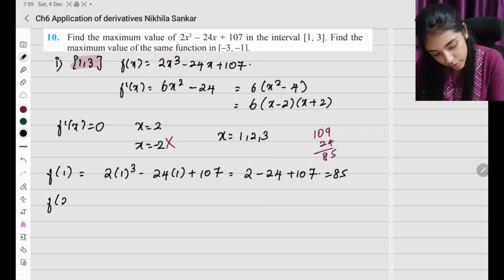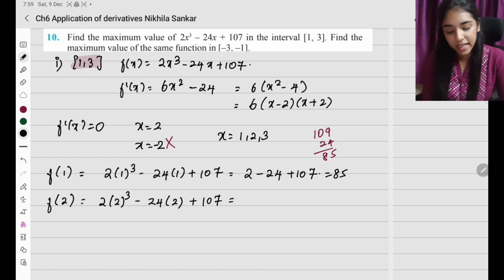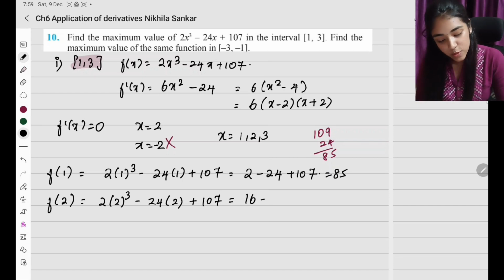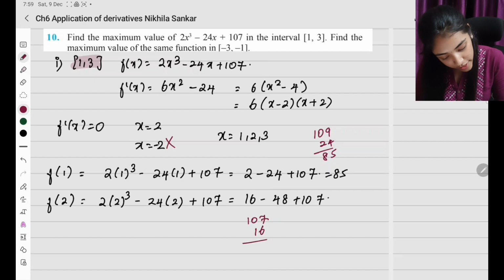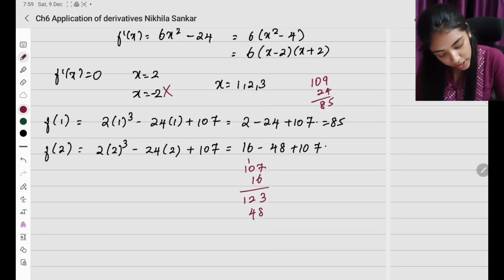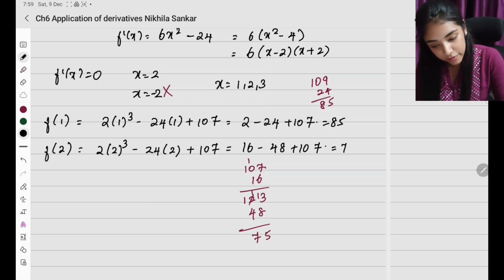Next I need to do f of 2, which is going to be 2 times 2 cube minus 24 times 2 plus 107. So I have 2 cube is 8, 8 2s are 16, minus 24 into 2 is 48, plus 107. Now I have 107 plus 16. Positive values first, add. So 123 minus 48. So when I subtract 48, 13 minus 8 is 5, 11 minus 4 is 7. So I have 75.